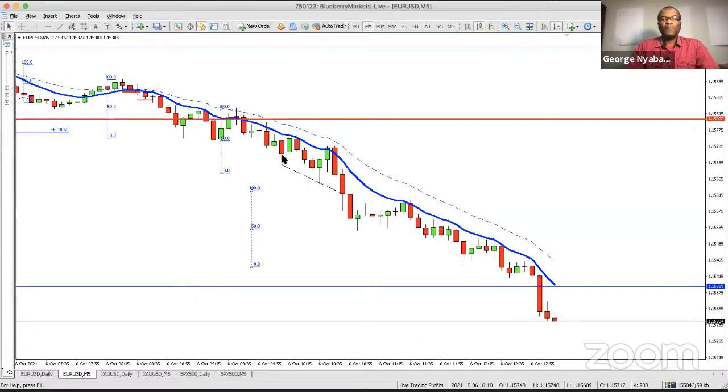Then we have that pattern, that pullback that we didn't trade. And you kind of say to yourself, okay, there is a measured move. If I get a breakout, pullback to the 10 EMA, I can trade it. The market is getting to the measured moves. It's doing what it does, but we're not getting the breakout that we want. So beneath this low here, that's the low that we're looking at now.